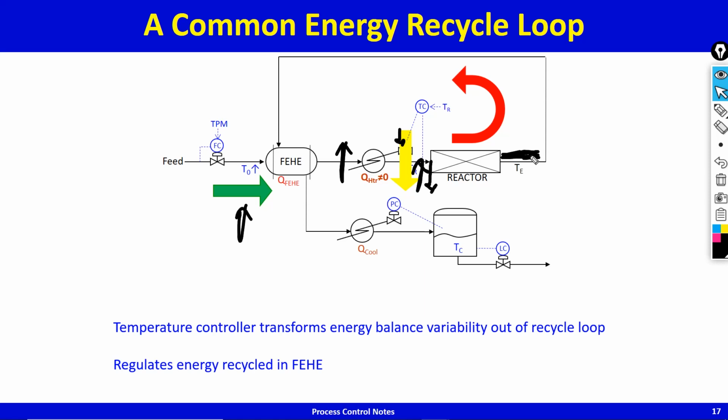When you did not have the temperature controller on, when it was on manual, the energy transferred in the feed effluent heat exchanger went up and up and up. That's called a reactor runaway. But if you control the reactor inlet temperature, reactor runaway won't happen. I think it's easy enough to see that it doesn't really matter, as long as you control some temperature in the recycle loop, the runaway will be prevented. So that's the key message from this very simple example. You want to transform the variability out of the recycle loop. That's the message.